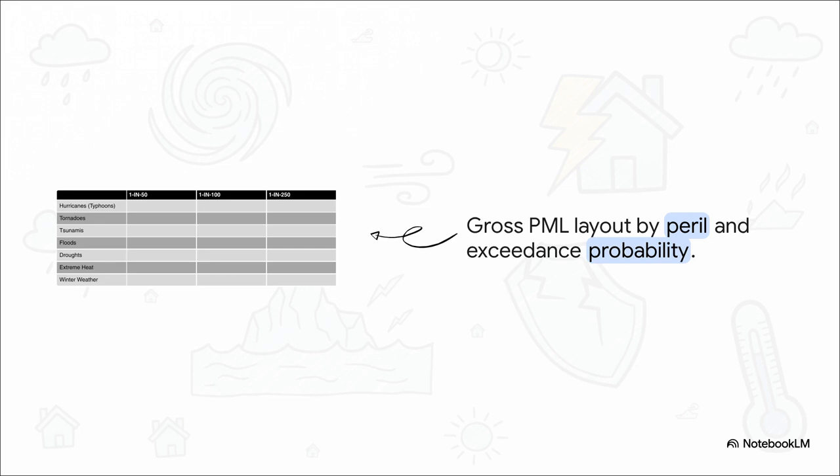This grid provides absolute, standardized transparency to any investor looking at your books. It lets them compare your risk appetite directly against your competitors. It's a real game changer for transparency.